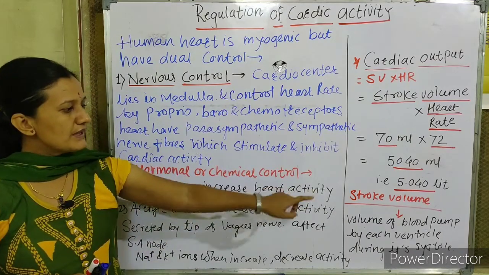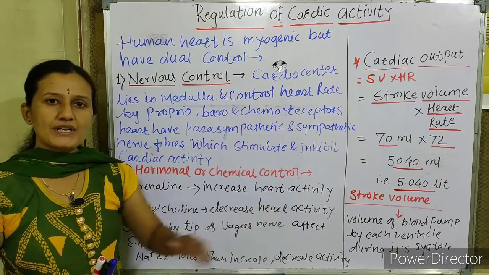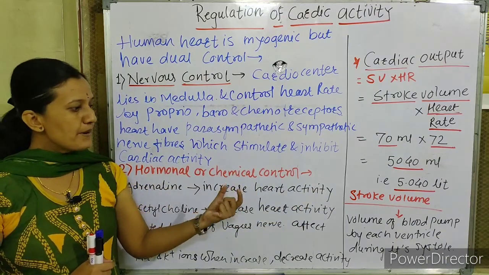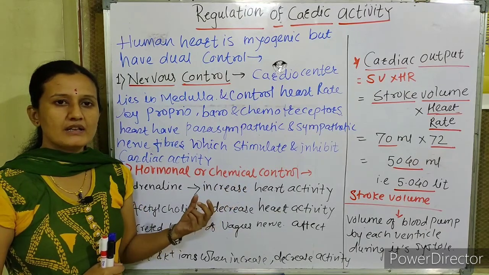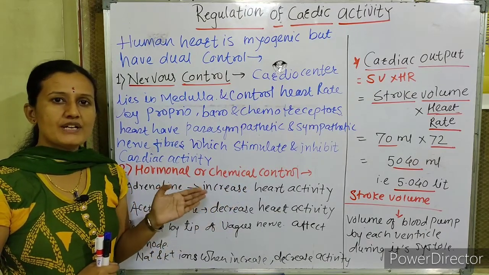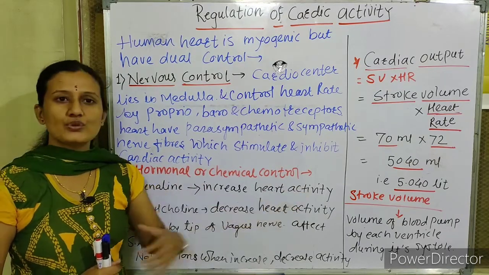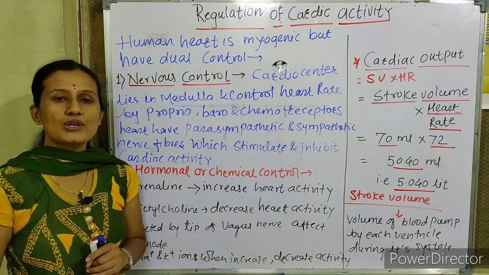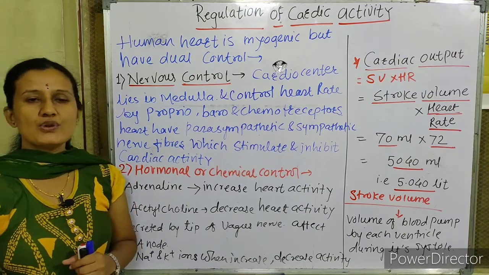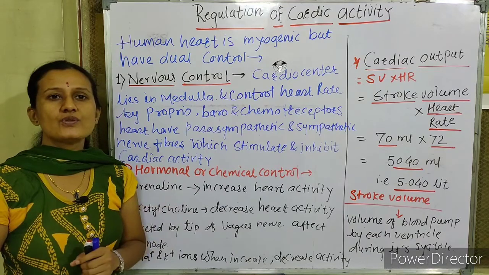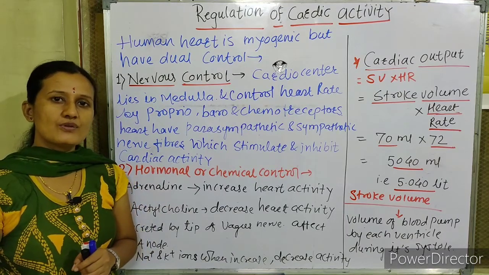The volume of blood pumped by each ventricle, when each ventricle pumps a volume of blood during its systole. What is systole? The contraction of a heart chamber is called systole. What is ventricular systole? When the ventricles undergo contraction, that is called ventricular systole.